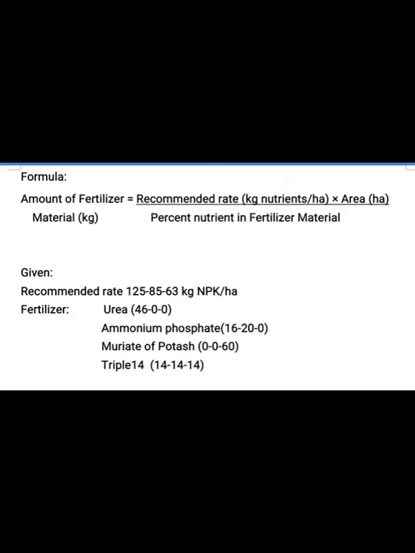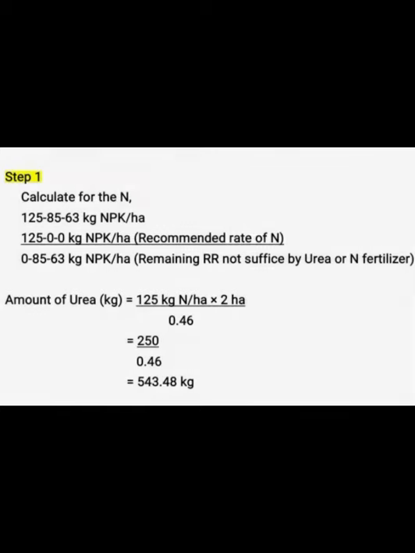I apply urea as fertilizer, which contains 46% nitrogen. The other one, I use ammonium phosphate, which contains 20% phosphate. The other one, I use muriate of potash, which contains 60% potash. And lastly, the triple 14 contains 14% nitrogen. Now, I calculate the amount of fertilizer to suffice the recommended rate of 125, 85, 63 kg NPK per hectare. Step 1. Calculate for the N.